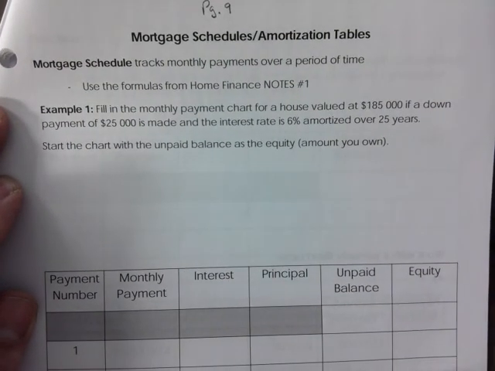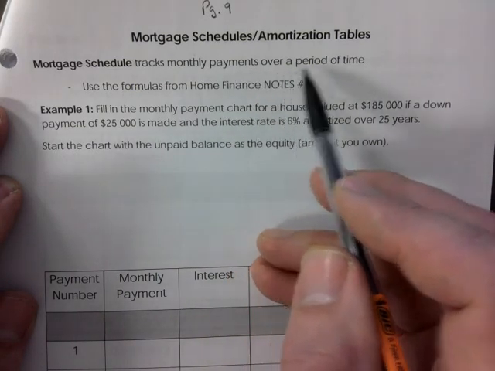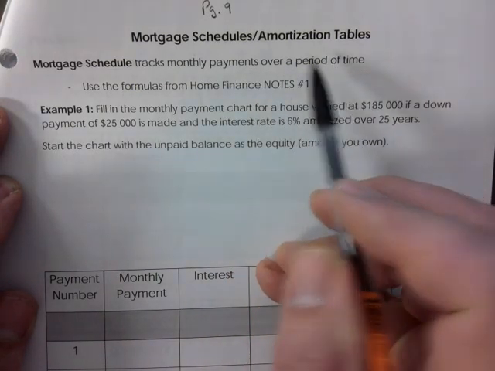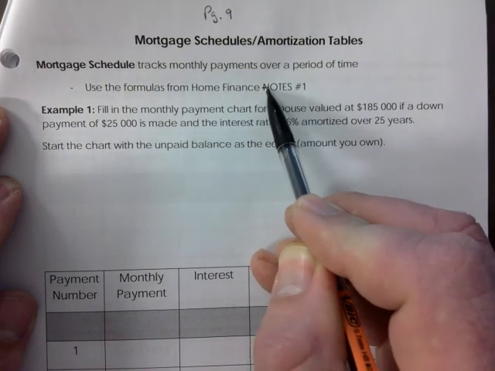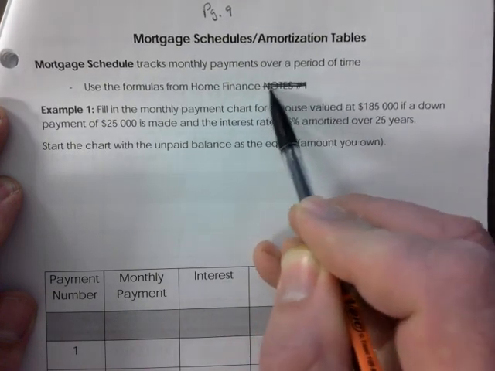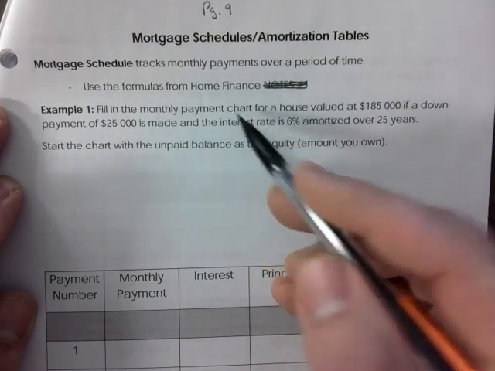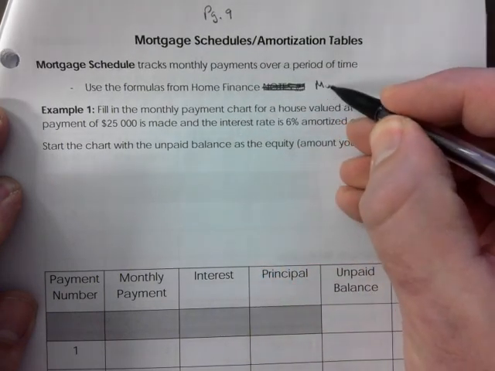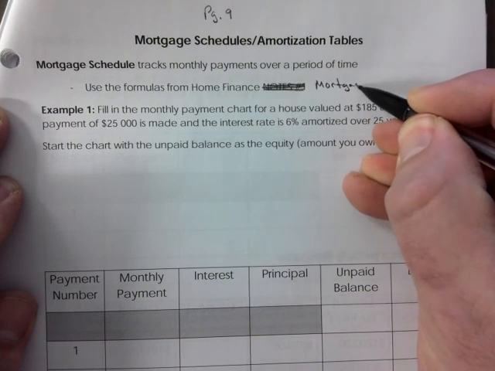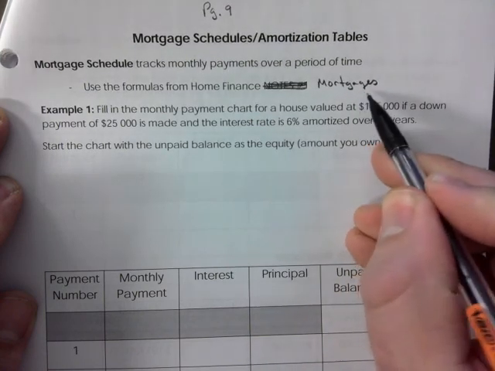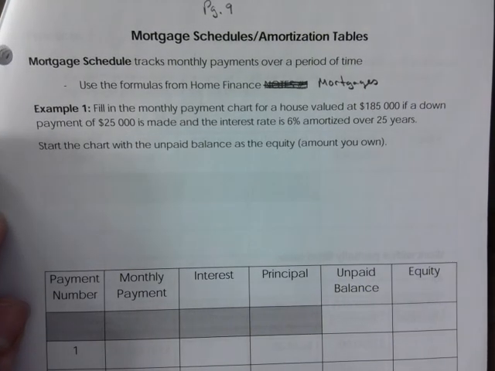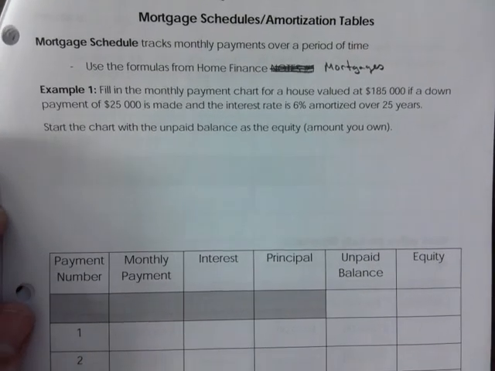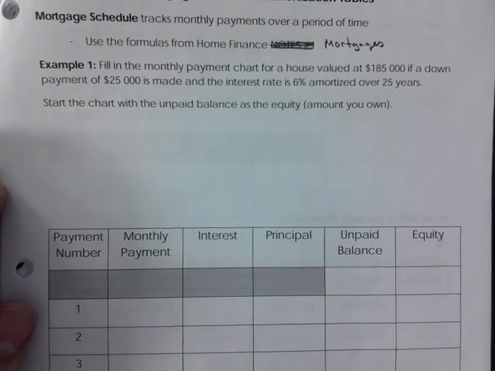A mortgage schedule tracks your monthly payments over a period of time. Use the formulas from Home Finance Notes number 1. You can kind of scratch that. I don't have the Notes number 1 heading, so it's just mortgages. If you go to mortgages, which was the first thing we did, we found mortgage payments and so forth. That's where you go for that. So let's do an amortization table.